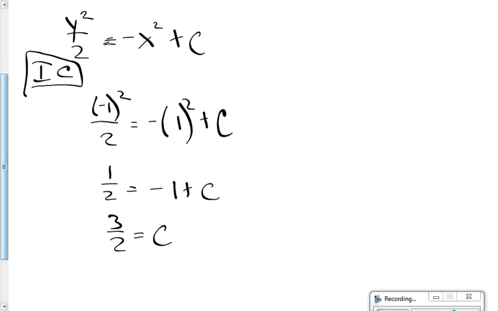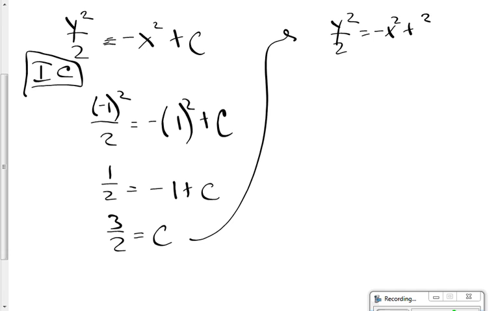Okay? Then I go back up here, and I take my equation that I integrated, and I add the c value that I'm told. And now I solve it for y. I'm going to clear the fractions by multiplying by 2.